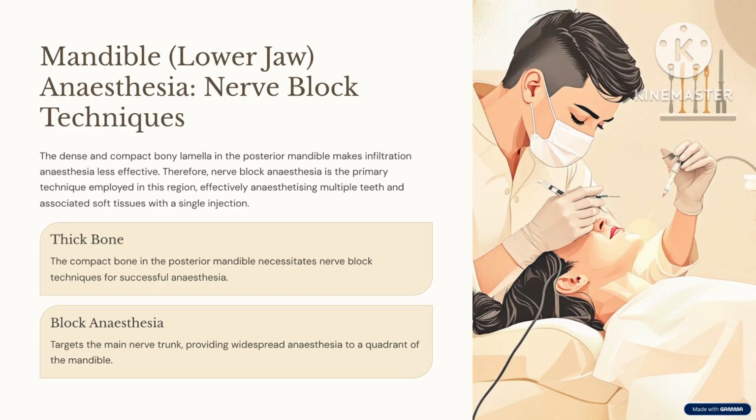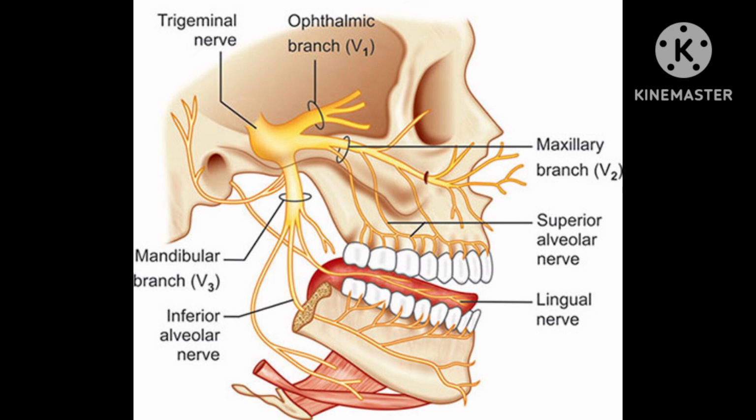2. Mandible, lower jaw. The lower jaw is innervated sensorially by N. mandibularis, V3. Choice of technique. In the premolar and molar areas of the mandible, the bony lamella covering the roots is thick and compact. Therefore, nerve block anesthesia is the primary technique in the posterior mandible.